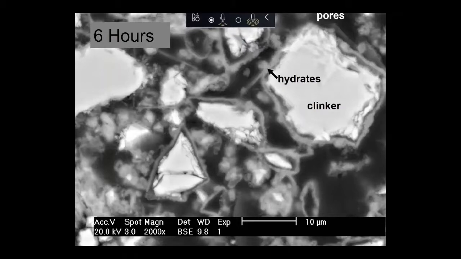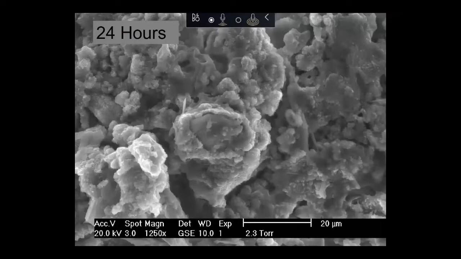And the black parts are the pores. We can also look at broken surfaces. This is again made with a SEM, but on a broken surface after 24 hours. After 24 hours, 1 day, most of the cement is connected now, and we can have a closer look.